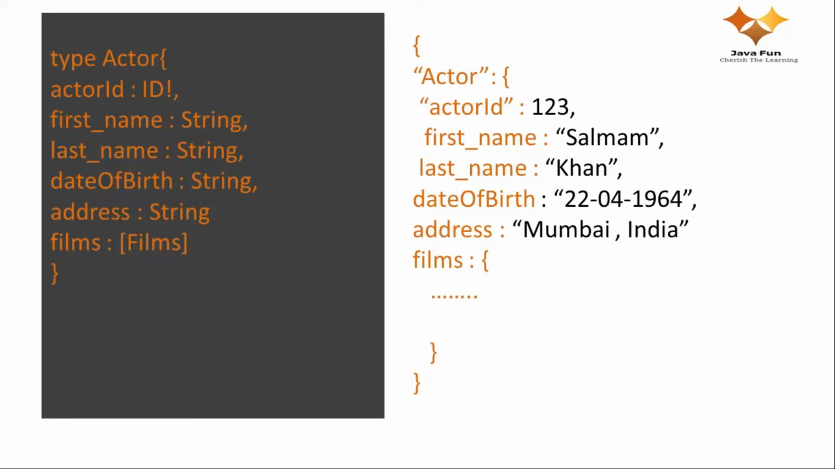And films is a complex object, because films internally will have its film name, the year in which it was launched, the actors who worked on those films, and all those things. If we see the response of that particular actor endpoint, you'll see actor ID 123, first name, last name, date of birth, and the address. So this is how you can create a type for GraphQL and the response that you get.